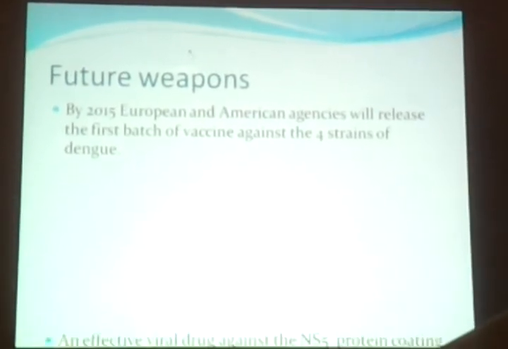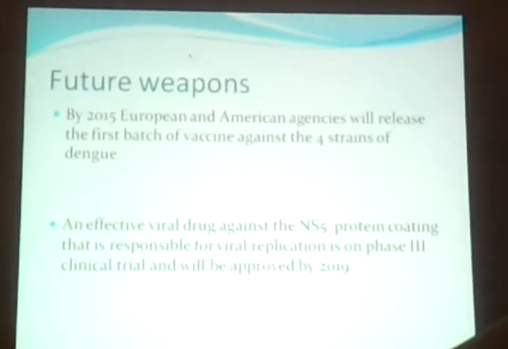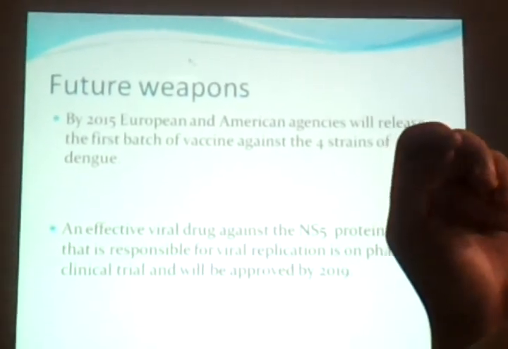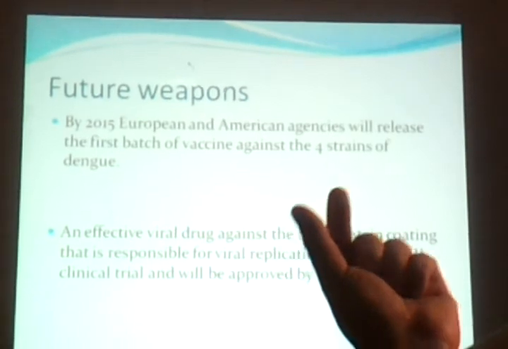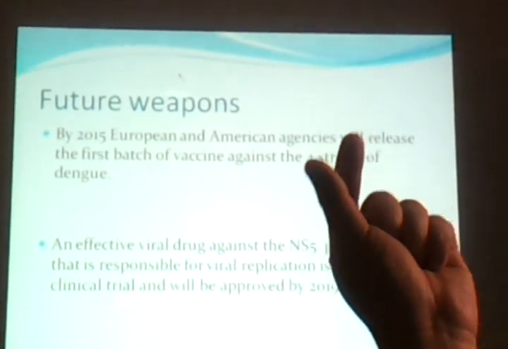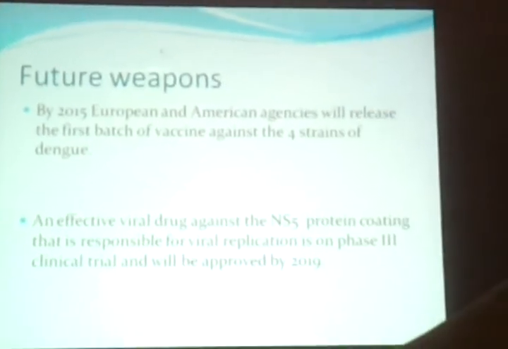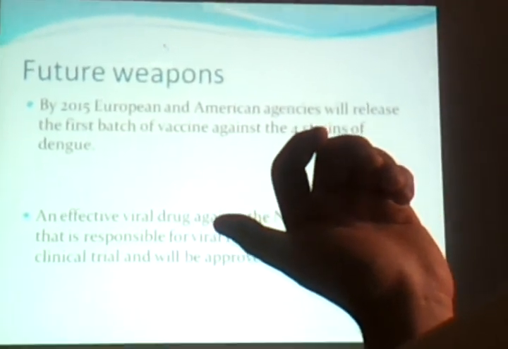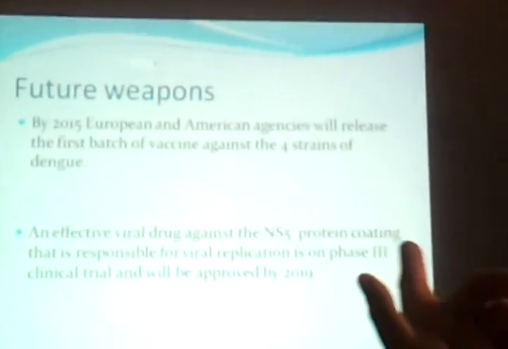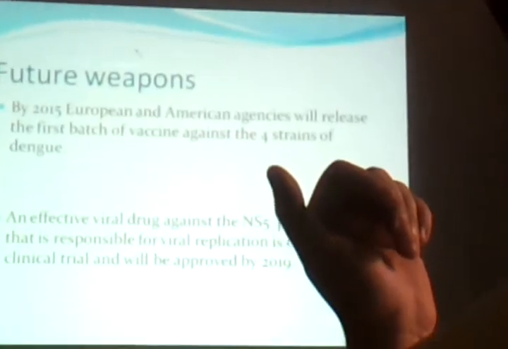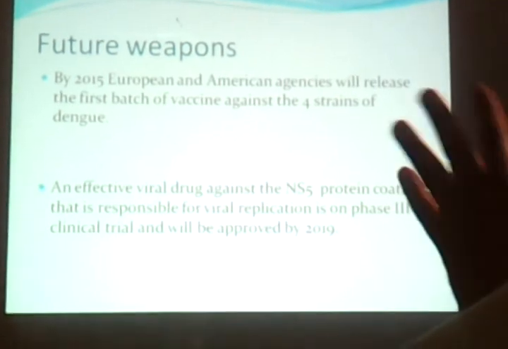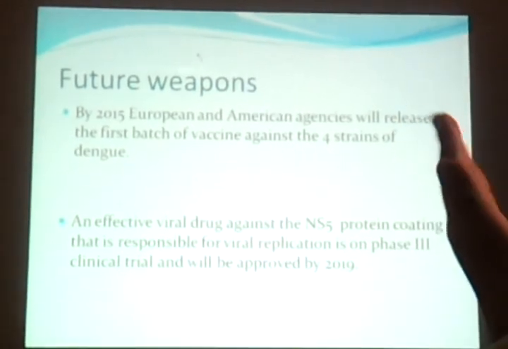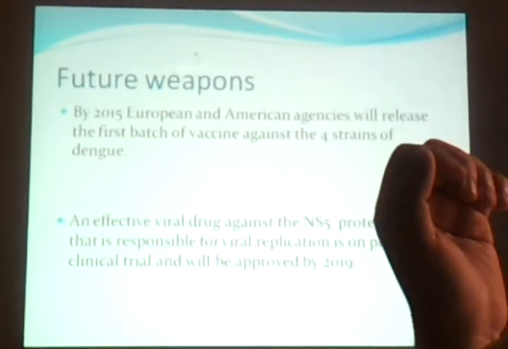An effective antiviral drug against the NS5 protein, which is responsible for viral replication, is in phase 3. The clinical trial will be approved by 2019. So there will be a drug. Many will die before 2019, of course. The NS5 protein is responsible for viral replication, so if you destroy this, the virus will not replicate, and the rest will be up to your WBC. So 2019, it's already in phase 3. One more phase, and it will be approved by the International Committee for Drug Use.